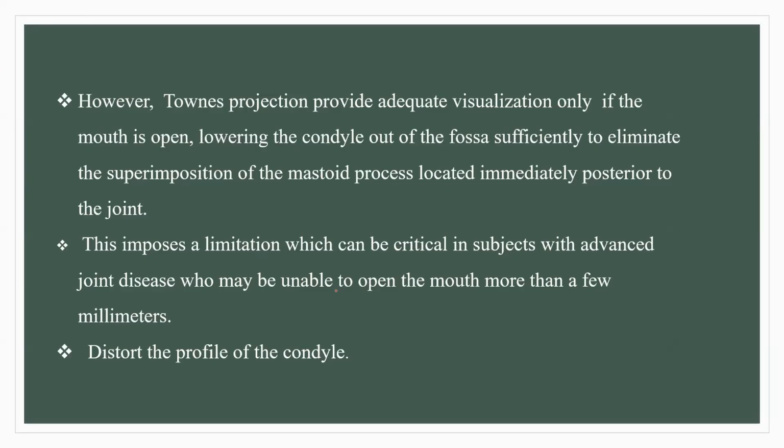However, the Towns projection provides adequate visualization only if the mouth is open. You ask the patient to open the mouth, lowering the condyle out of the fossa sufficiently to eliminate the superimposition of the mastoid process located immediately posterior to the joint. So the patient's mouth should be open to avoid superimposition of the mastoid process. That's one thing. So what are the limitations?